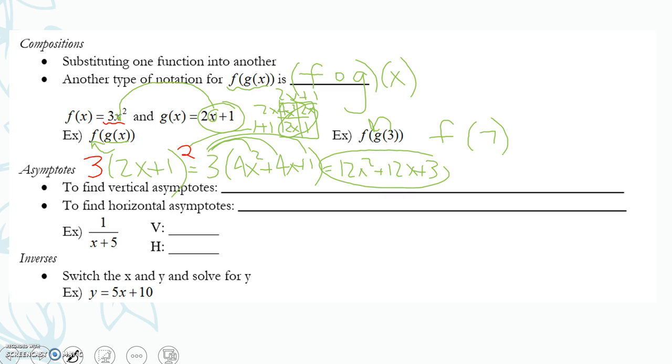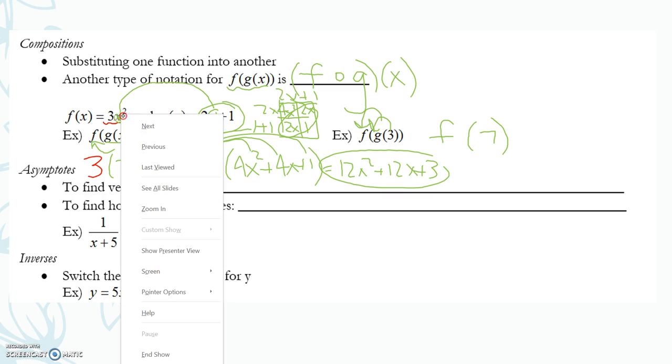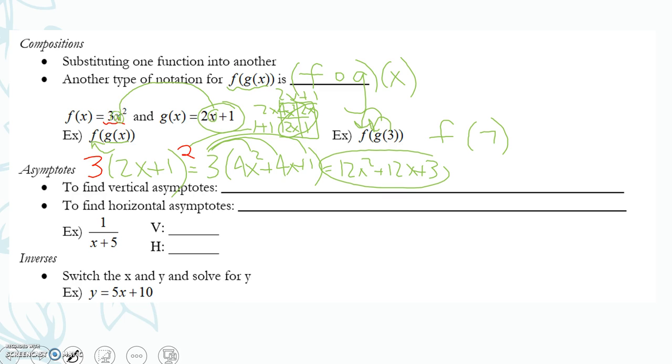So then, after I do that, I plug 7 into f. So I plug right there into this x. So 3 times 7 squared. Again, just type it right in your calculator. If you did that, you get 147.